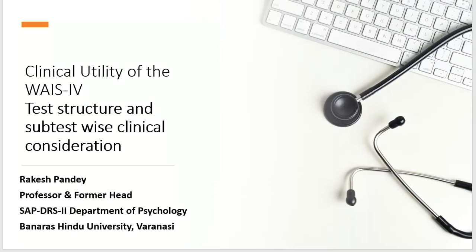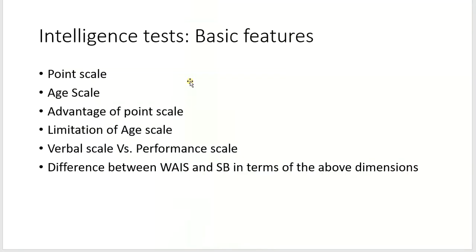So let us begin with discussing some of the basic features of the intelligence test. Initially, when intelligence tests were developed during World War, they were simple tests, but later on you all know that the Binet-Simon Commission was appointed to assess the intellectual deficit among school-going children, and they developed the first test battery that is called the Binet-Simon scale of intelligence.